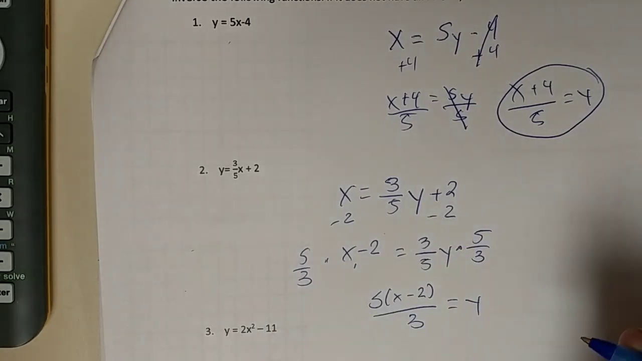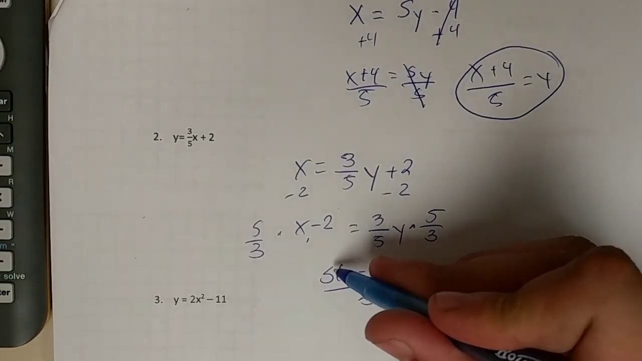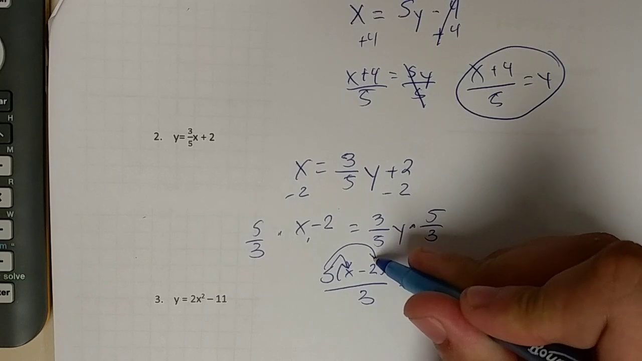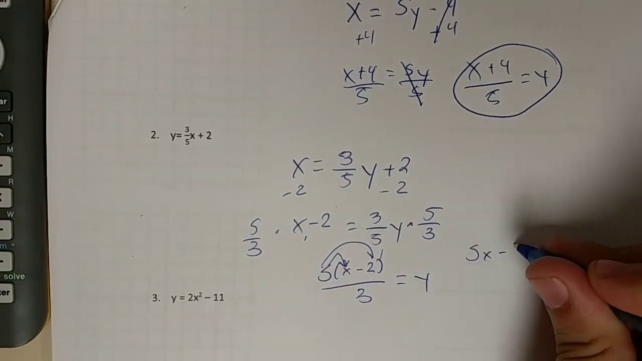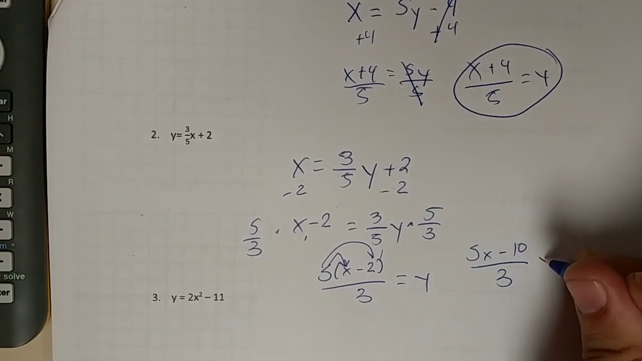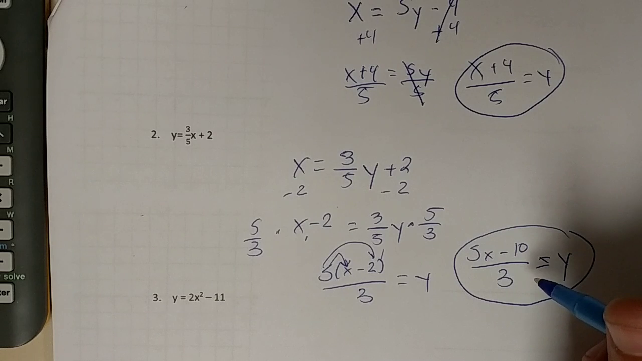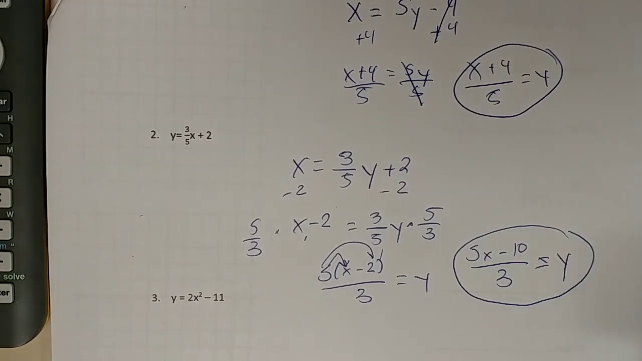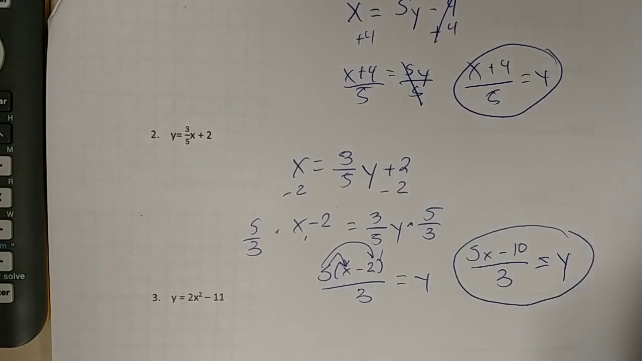Now if I had to make a multiple choice answer, this wouldn't be the final answer. What I would do is distribute. So your multiple choice answer would look like this. 5x minus 10 over 3 equals y. So your final answer would look like this in a multiple choice question. Just so you know, you might get to here and you'd be like, oh, is this it? No, you have to get to there.